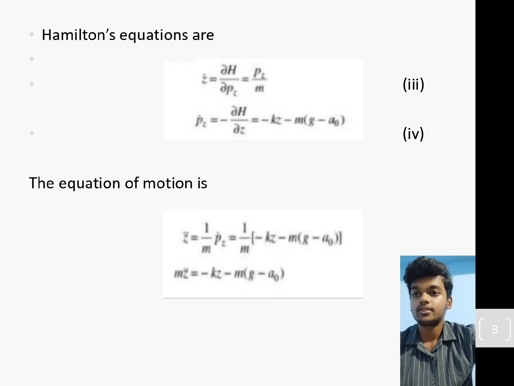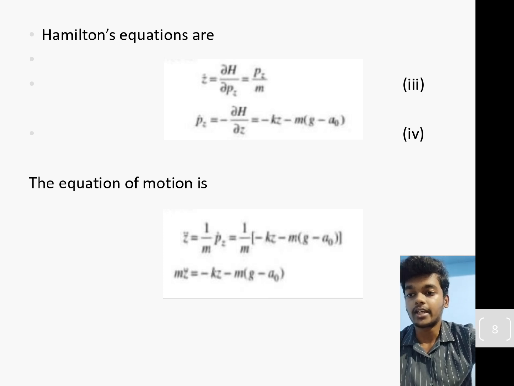So the Hamilton's equations are z dot equal to dou H by dou pz equal to pz by m. So it will be our equation 3. And p dot z equal to minus dou H by dou z equal to minus k z minus m into g minus a naught. So which will be our equation 4. And the equation of motion is z double dot equal to 1 by m p dot z equal to 1 by m times minus k z minus m into g minus a naught, and m z double dot equal to minus k z minus m into g minus a naught.